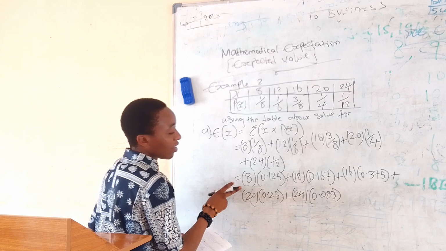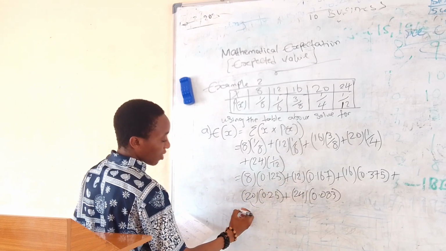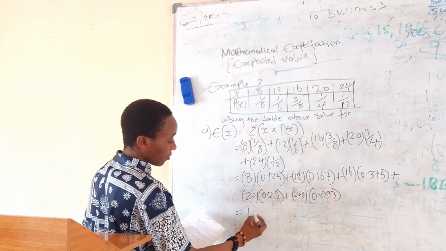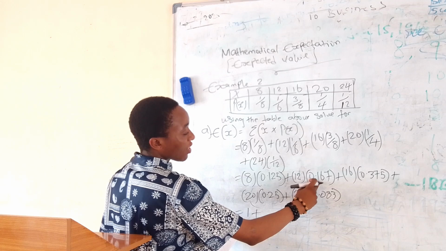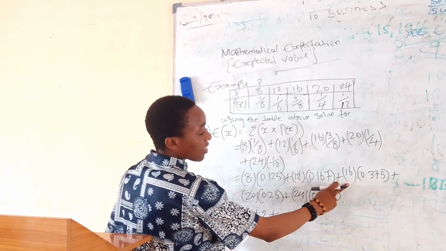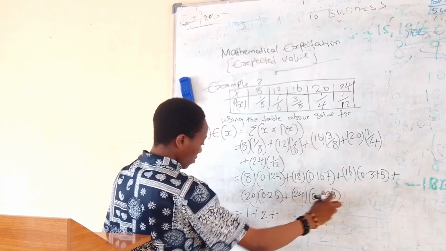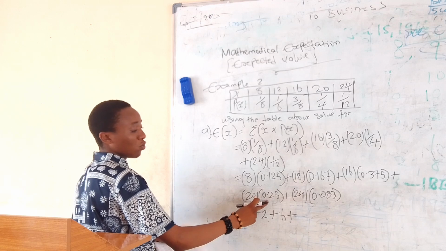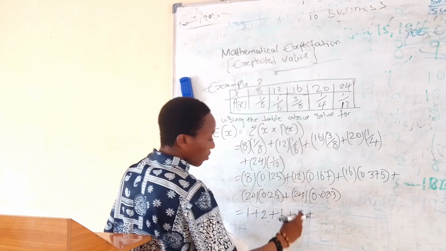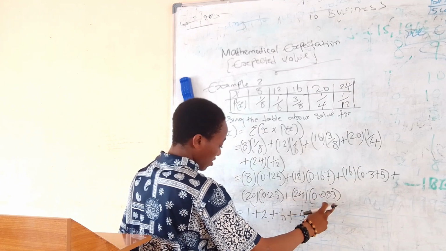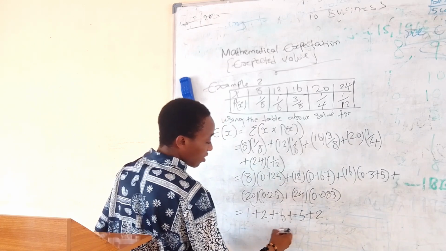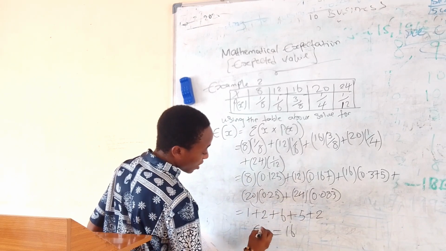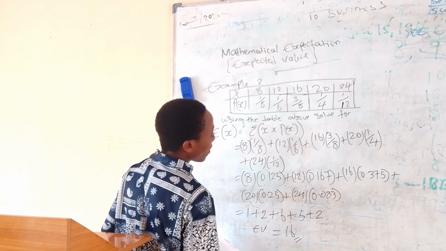Now the next thing we do is to multiply the outcome by its probability before summing them together. So 8 multiplied by 0.125 will give us 1, plus 12 multiplied by 0.167 gives us 2, 16 multiplied by 0.375 gives us 6, plus 20 multiplied by 0.25 gives us 5, plus 24 multiplied by 0.083 gives us 2. Sum everything, you arrive at 16. So your expected value is equal to 16. That was for A.